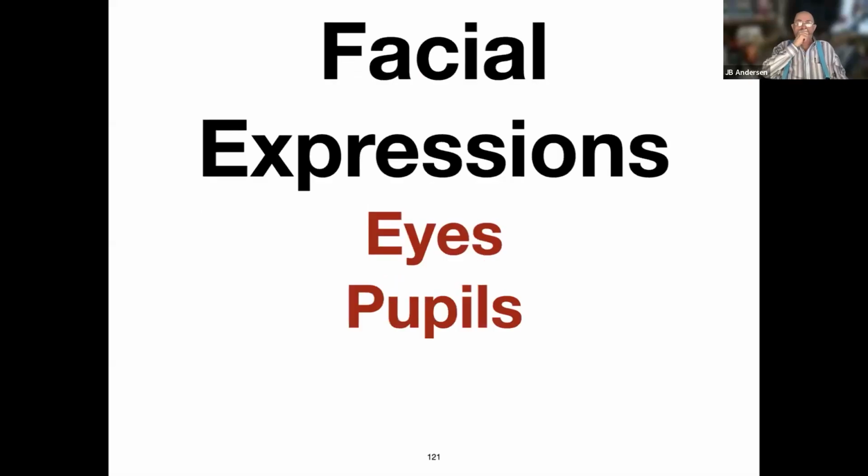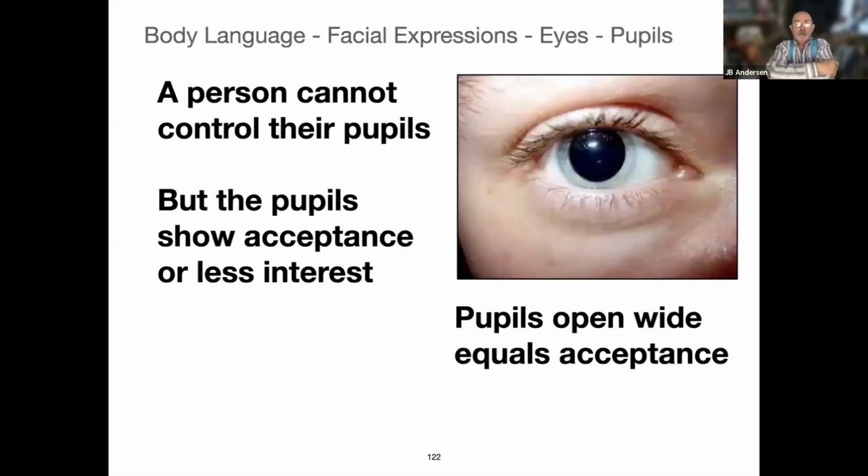Eyes, the pupils. A person cannot control their pupils. You can't say, I need my pupils to be bigger, or you can't feel that and it happens. You have no control over the size of the pupil in your eye, but they do show if you're accepting something from the person you're talking with, or if you're showing less interest.